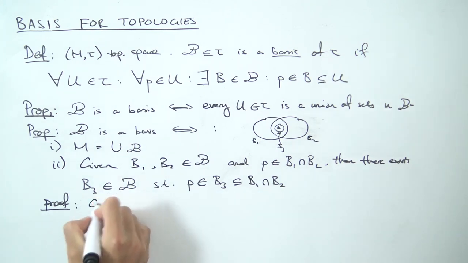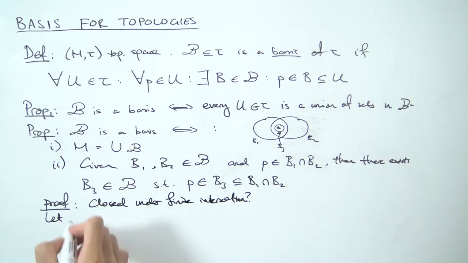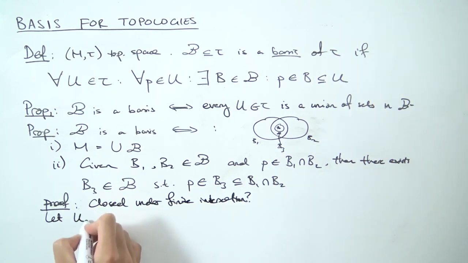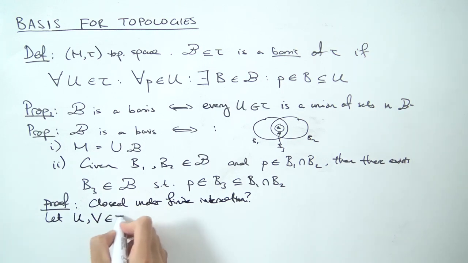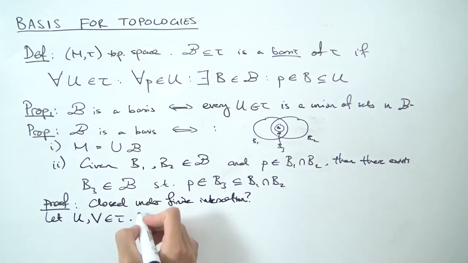So let's try to prove the second axiom. The second axiom is closed under finite intersection. So what we're going to do is select two open sets, let's say U and V, that are in our topology that we just constructed from our basis. Now I probably shouldn't say topology here because we don't know if tau is a topology. We'll just call it a topology in quotation marks or something. But U and V are elements of this tau that we constructed.